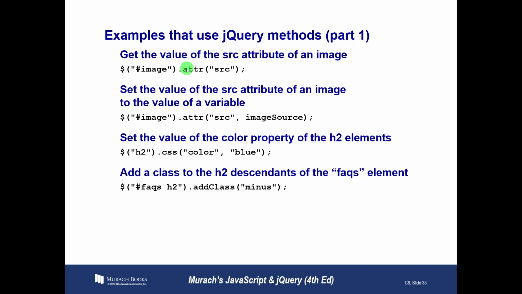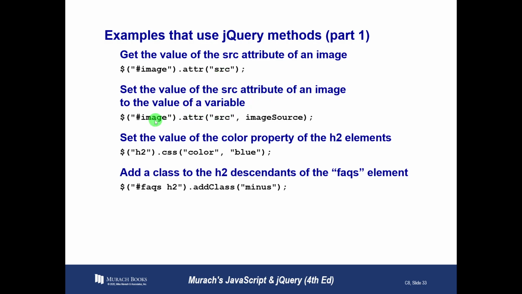ATTR, attribute. Get the value of the attribute called source from this image. So we have an image with an ID of image, and we're pulling out its source attribute. What is the source set to? What is that file name?